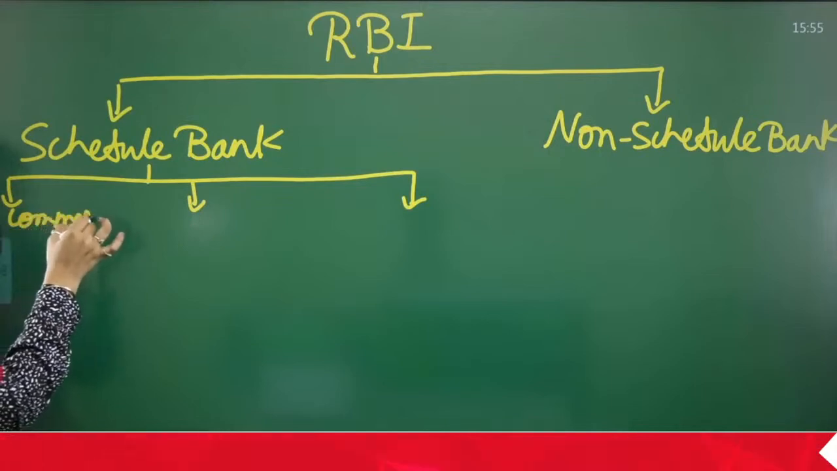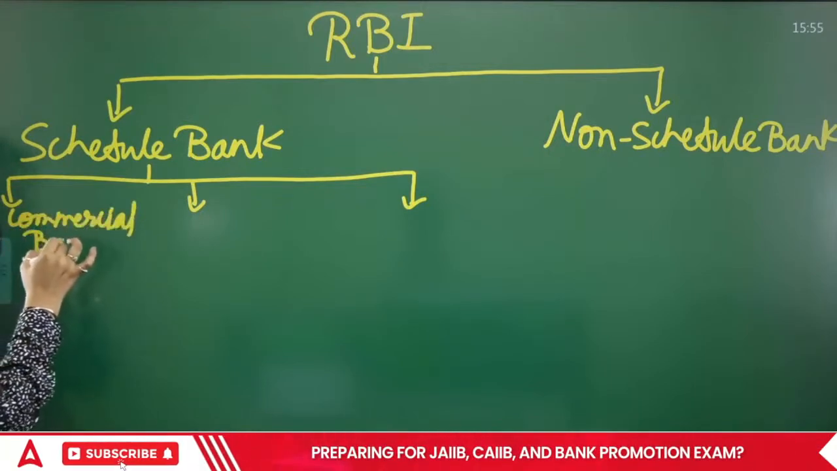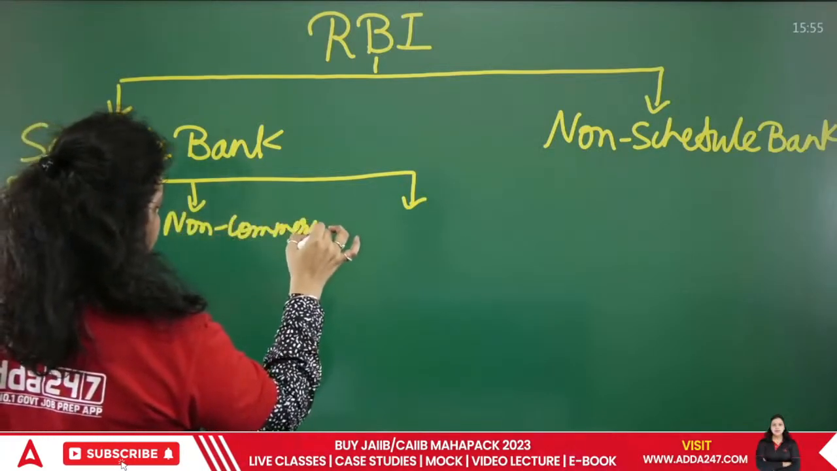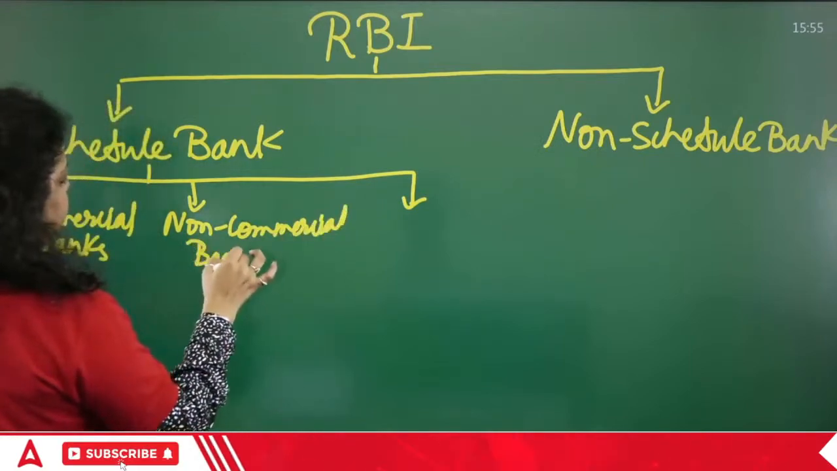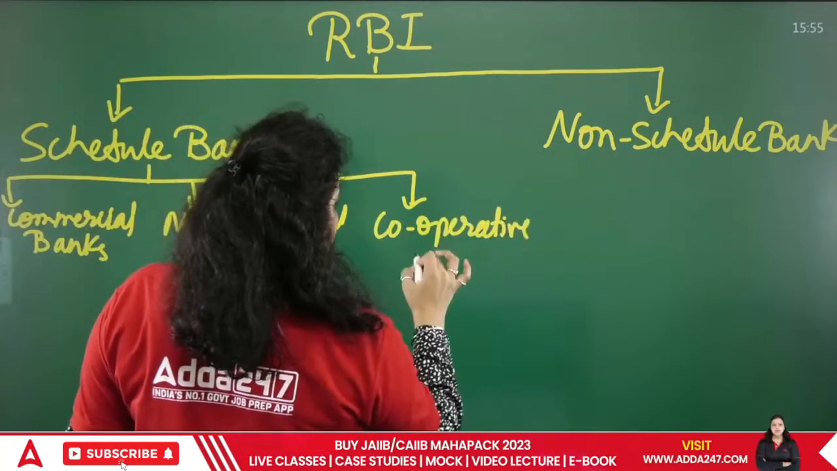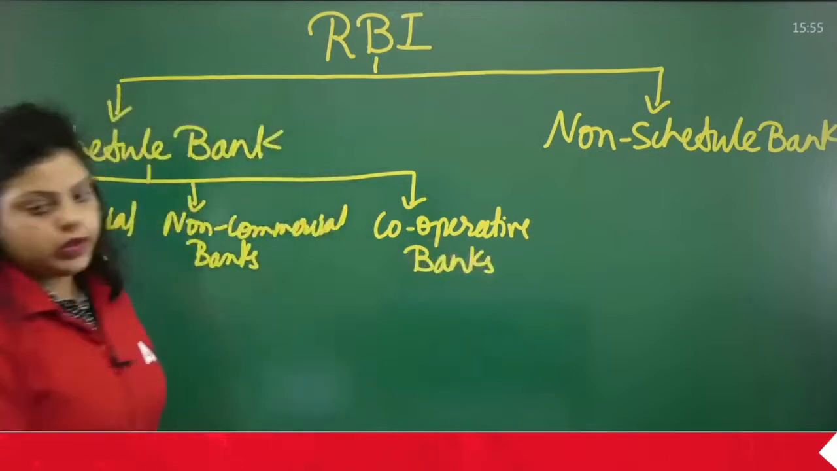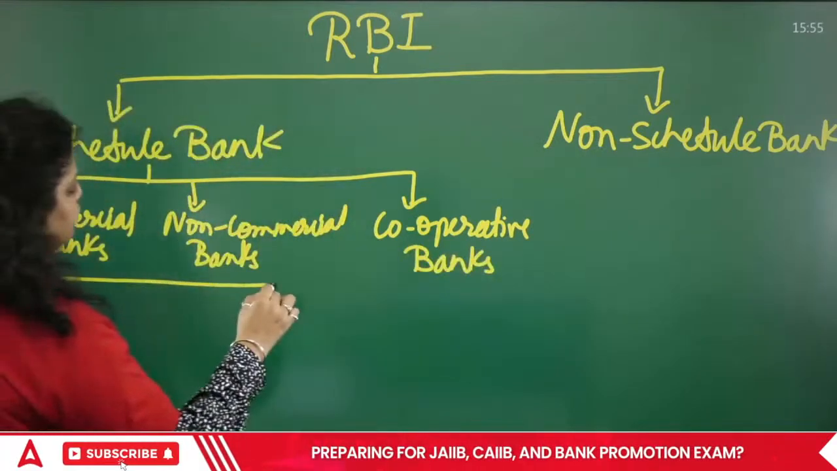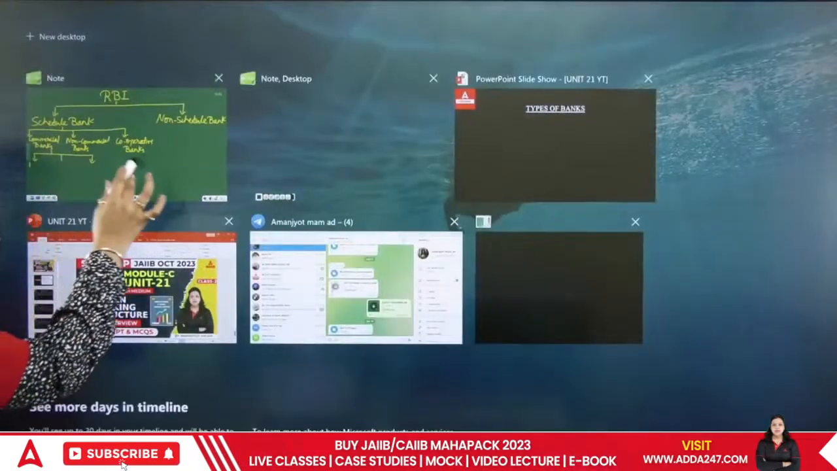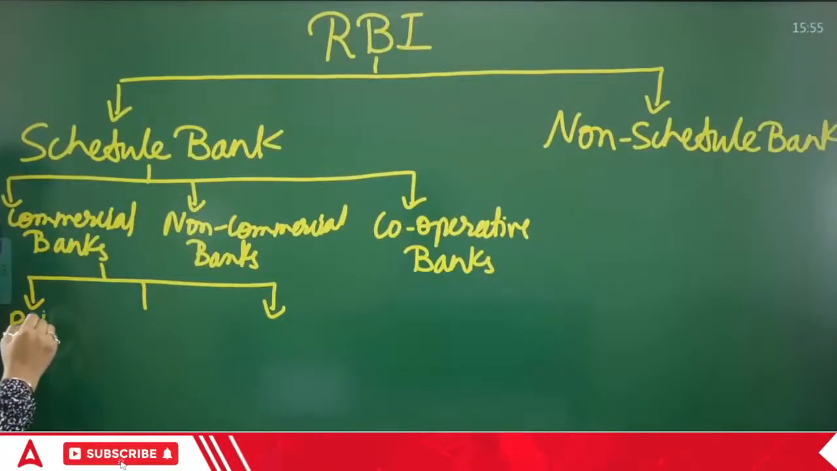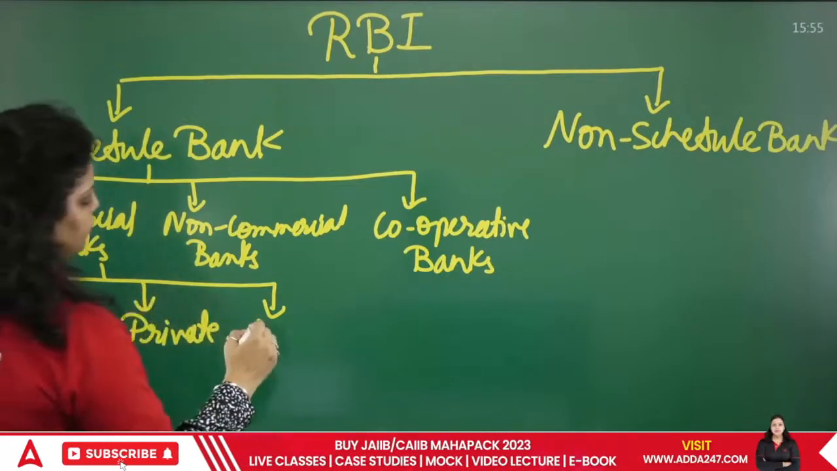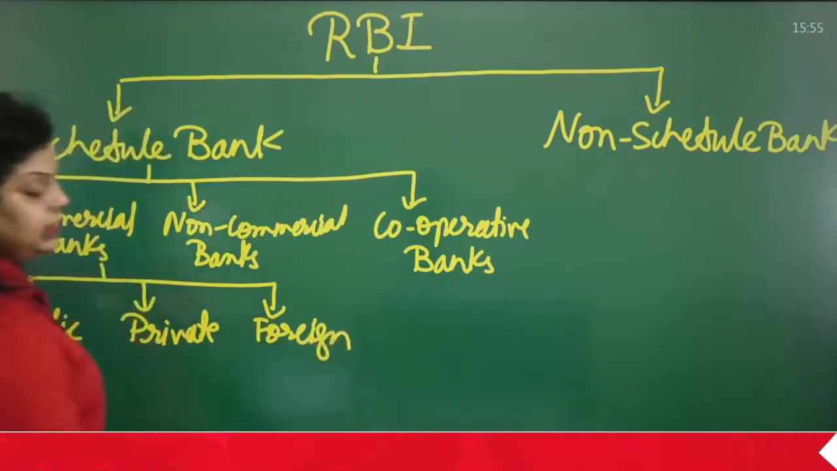commercial banks. The second one we have non-commercial banks. And the third one we have cooperative banks. Commercial, non-commercial and cooperative bank, these were the three categories of scheduled banks. Okay. Now under commercial bank we have three bank categories, that is public sector bank, then private sector bank, and then we have foreign banks. These are the three categories under the commercial bank.